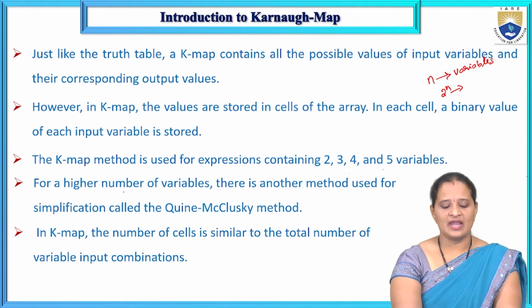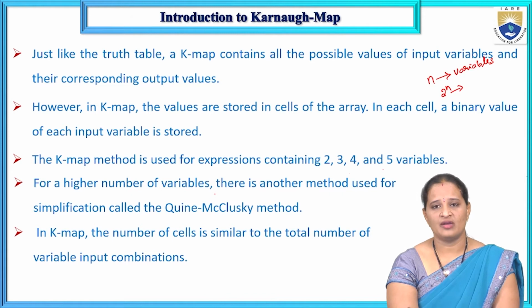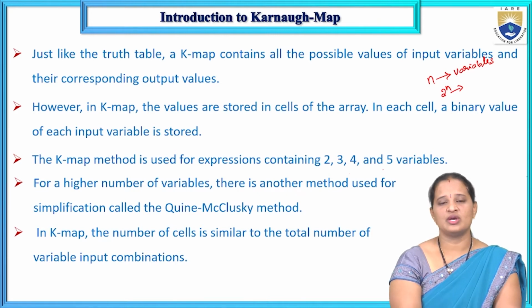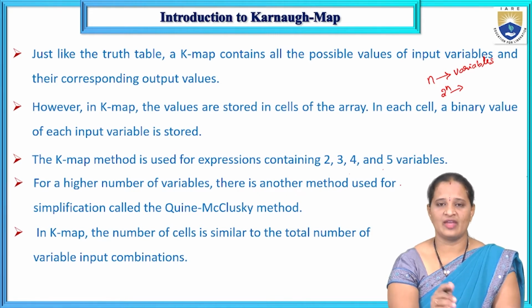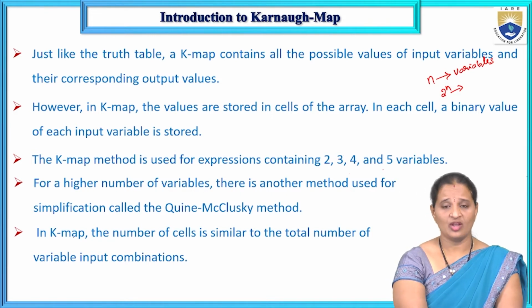K-map. For a higher number of variables, there is another method, that is the Quine-McCluskey method, or tabular method. So for more than 5 variables, if you want to simplify a Boolean expression, then we can go for the other method, that is the Quine-McCluskey method, or else we can also call it the tabular method.